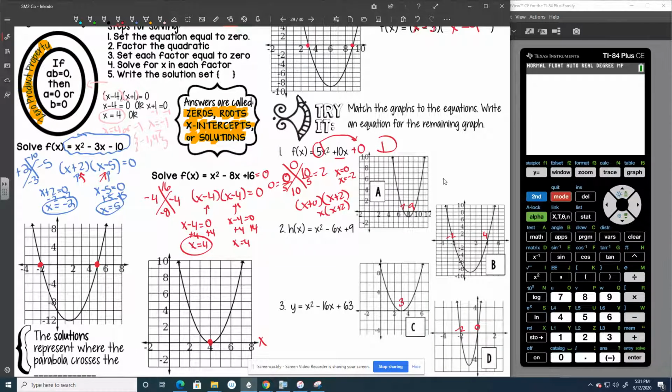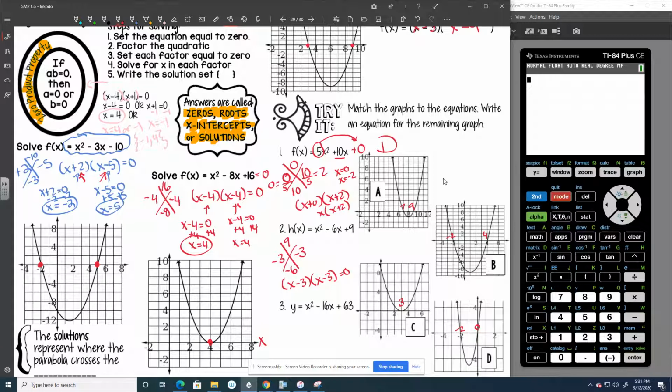Okay. Number 2, x squared minus 6x plus 9. So what multiplies to 9 and adds up to a -6? Again, they're both negatives, and this one's going to be -3 and -3. So my next step, my factor is going to be x minus 3 times x minus 3 equals 0.